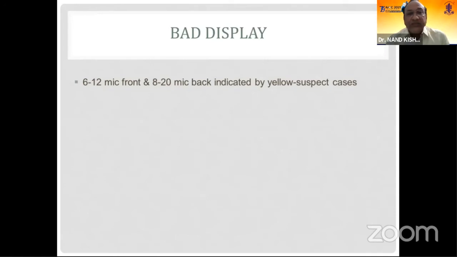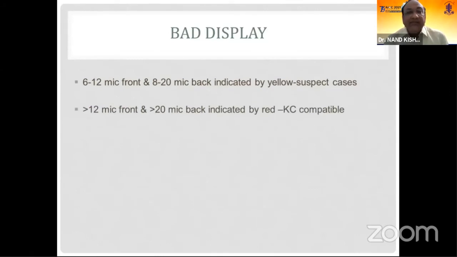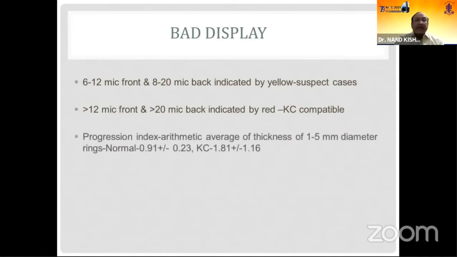Because frank keratoconus, most of us can identify either on topography or on clinical examination. But suspect cases are the most important, I feel, for us to evaluate further and go in for a proper line of treatment. More than 12 microns front and 20 microns back is indicated by red, and it is KC compatible. It also has something called a progressive index, which is an arithmetic average of the thickness from the 1 to 5 millimeter diameter rings, and the average value is about 0.91.